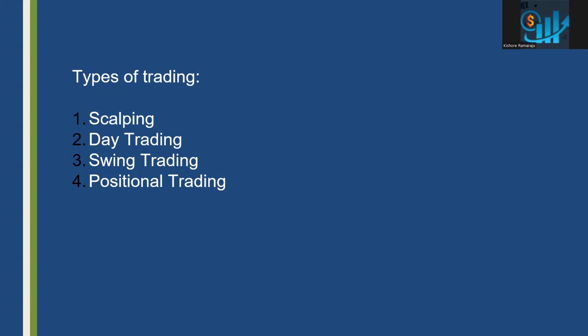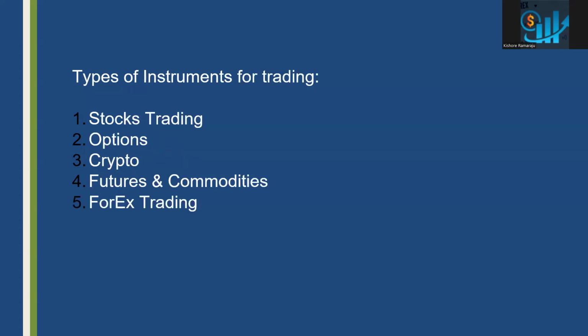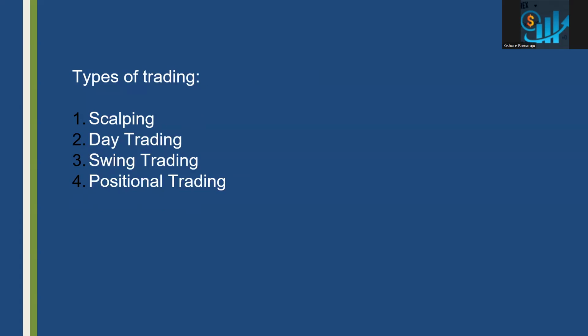Mainly for your long-term accounts, long-term stocks, those things we use positional trading. Whereas if you are a little experienced, then swing trading is best for you. Then as you gain more experience, you can do day trading. Once you gain more and more experience, you can do scalping. So one is based on your risk profile, second is based on your experience. You can select which type of trading is good for you.